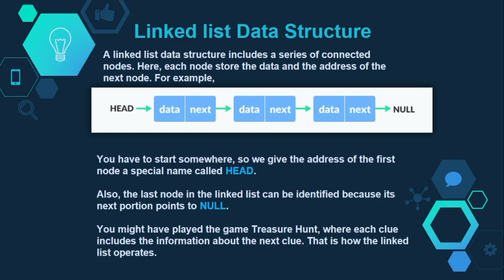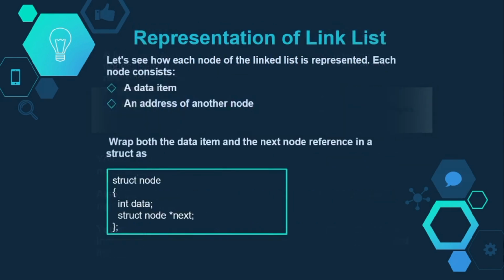So guys, if you want to clearly learn how a linked list operates, you might have played the game Treasure Hunt, where each clue includes the information about the next clue. That is how the linked list operates.